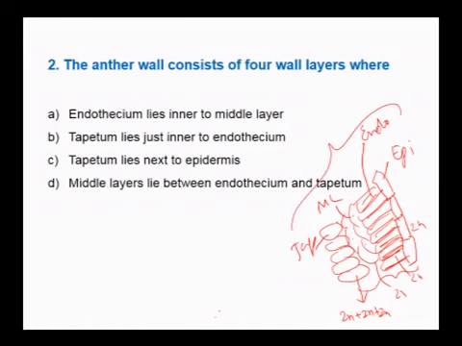Endothecium lies inner to middle layer. Endothecium lies next to epidermis, not inner to middle layer. Therefore, this is a wrong statement. Tapetum lies just inner to the endothecium. This is endothecium, and after endothecium there is a middle layer. Therefore, this is a wrong statement. Tapetum lies next to epidermis. Tapetum is the innermost layer. Therefore, this is also a wrong statement. Middle layer lies between endothecium and tapetum. Therefore, the correct option is D.